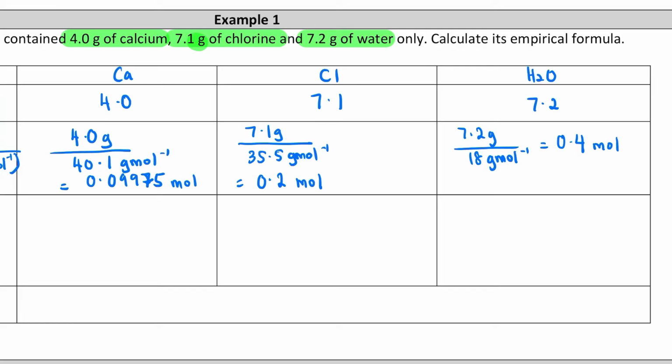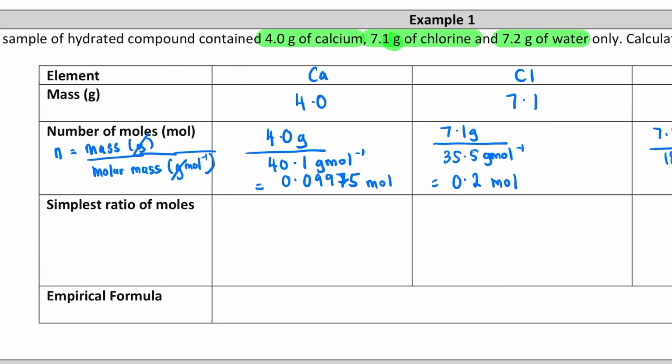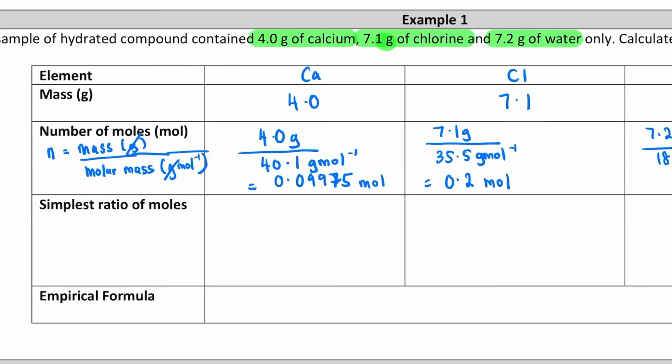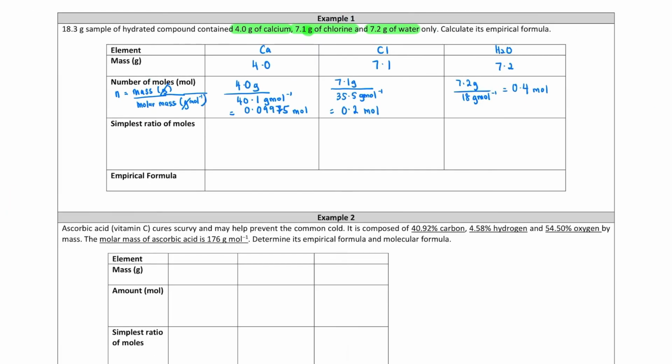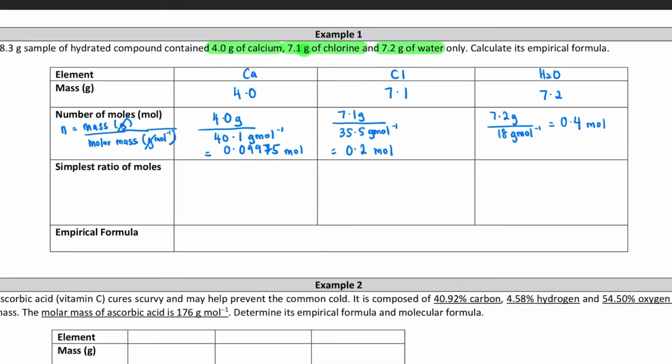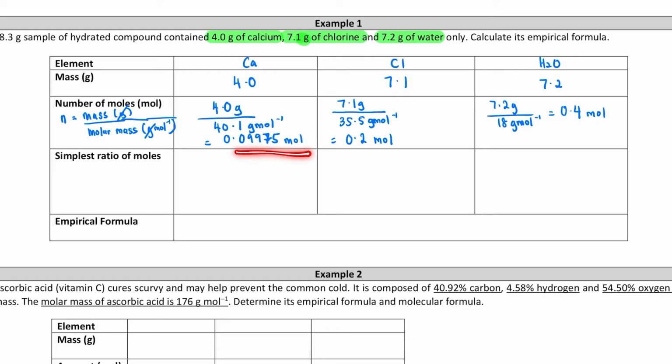Right, so settle. Next, we need to determine the simplest ratio of mole. So how to calculate the simplest ratio of mole? Over here, you need to compare all 3 number of mole, and determine which one is the smallest number of mole. Yang mana yang paling kecil antara 3 ini? 0.4, ini 0.2. 0.2 is smaller than 0.4 lah.